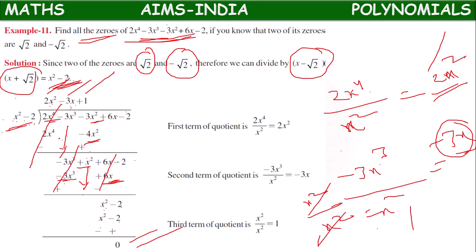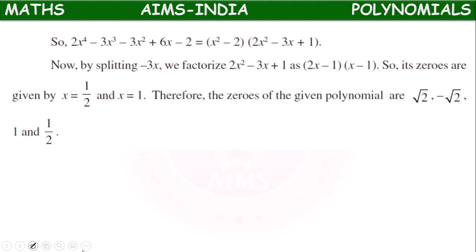So now the dividend is the product of divisor into quotient plus remainder. Remainder is 0, so there is no need to mention it. So here x square minus 2 is there. X square minus 2 means it's a combination of x plus root 2 and x minus root 2. The two roots we already know.